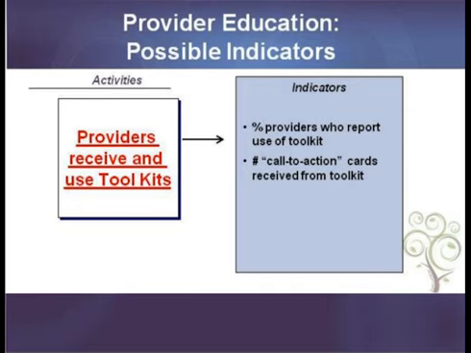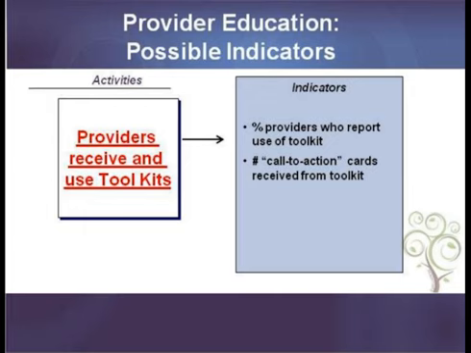The second bolded area is another outcome. Providers receive and use the toolkit. And here I chose multiple indicators, but for a completely different reason. Here, I can measure it by asking the providers if they use the toolkit or not, perhaps through some sort of survey. But perhaps I don't trust their response. I think they're not going to tell me the truth because they want to please me or they want to feel like the toolkit was useful.